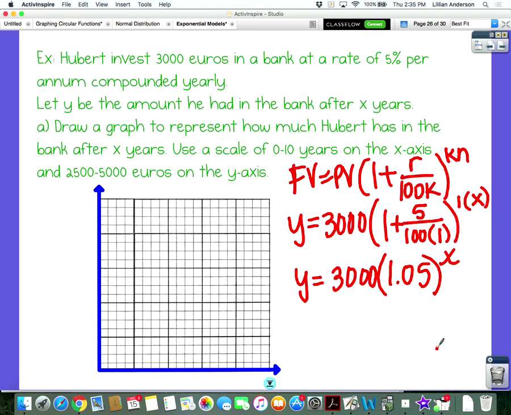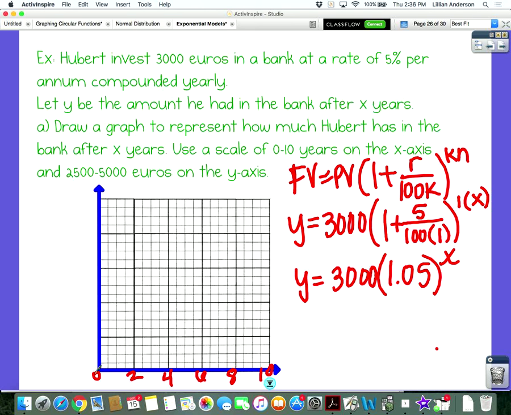So now it says to draw a graph to represent how much Hubert has in the bank after x years. Use a scale of 0 to 10 years on your x-axis, and then 2,500 to 5,000 euros on your y-axis. So, how do we do this? Put 1 through 10 on there. I think I'm going to go by 2s here, just because of what I have. But how do I know what my y's are? What do I have to do?